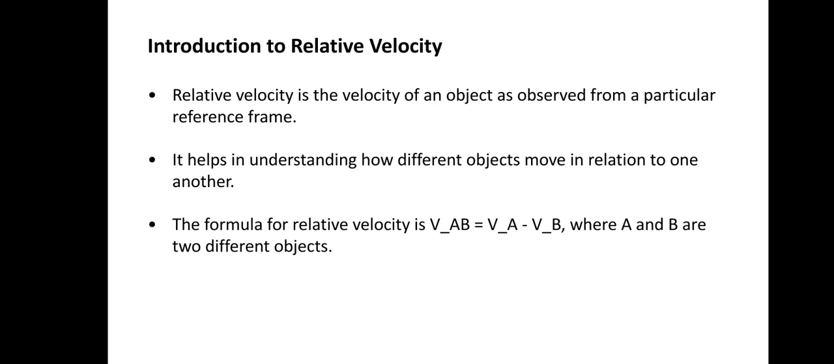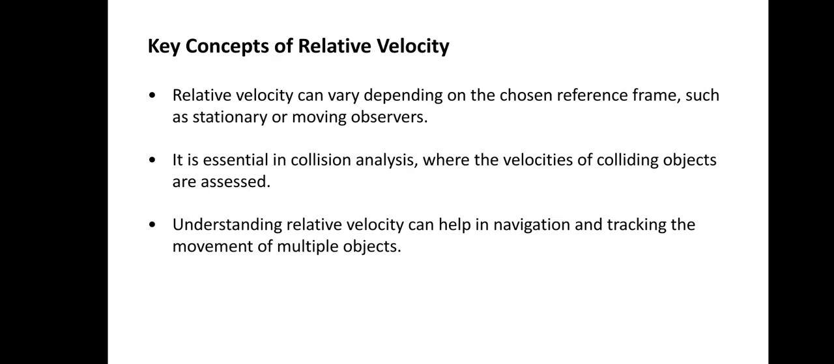Introduction to relative velocity. Relative velocity is the velocity of an object in a particular reference frame. It helps in understanding how objects move in relation to one another. The formula is relative velocity v_AB = v_A - v_B, where A and B are two different objects.